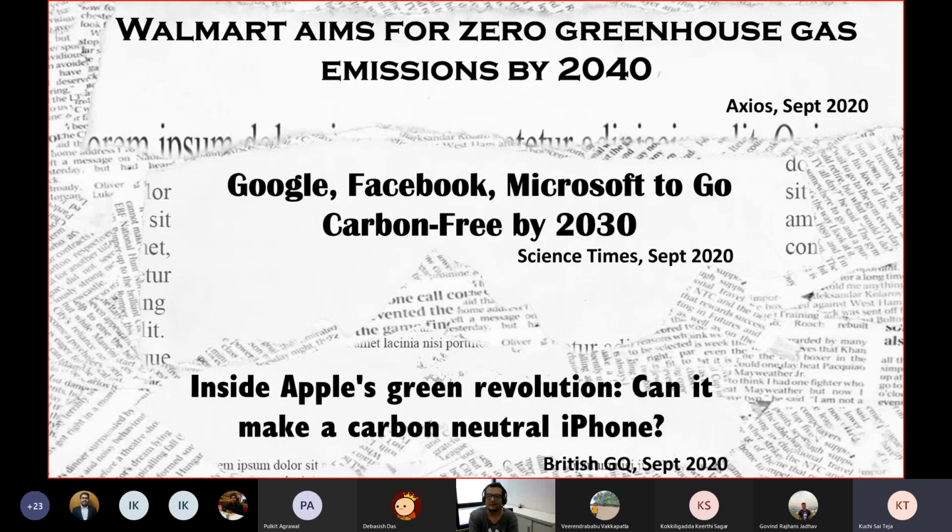The numbers are like 2030, 2040. So we are discussing about 2050. So definitely this will be one of the primary themes in system design or in architecture design. Like Apple is talking about a carbon neutral iPhone. So watch out.